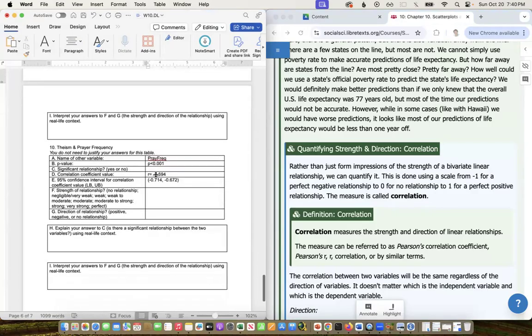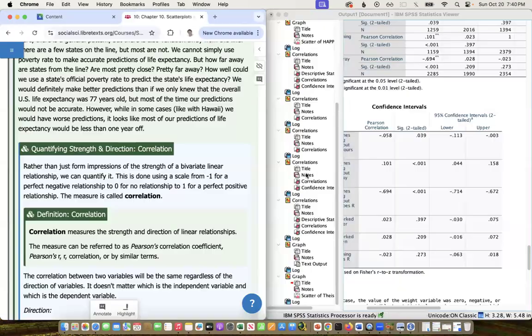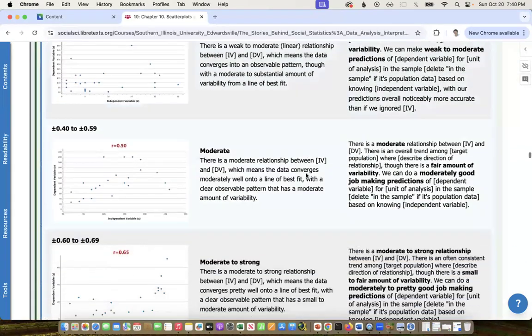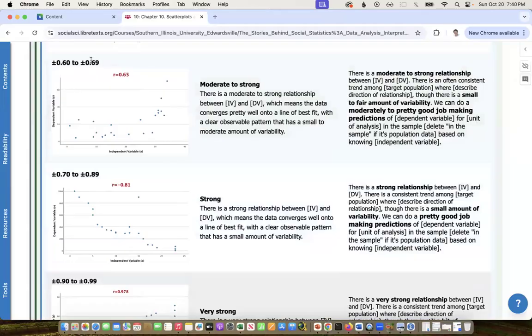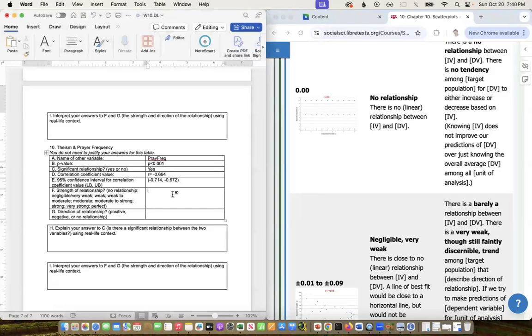We'll come back to interpret in a minute. This one, is it significant? Yes, P is less than 0.001. Strength, negative 0.694. So again, I'm looking at the absolute value of it. So 0.694. So that's about here, close to here. So moderate to strong, almost strong. You could say moderate to strong if it's in there. You could, I'm going to just write almost strong. And the direction, this one's negative. We can tell from the correlation coefficient.